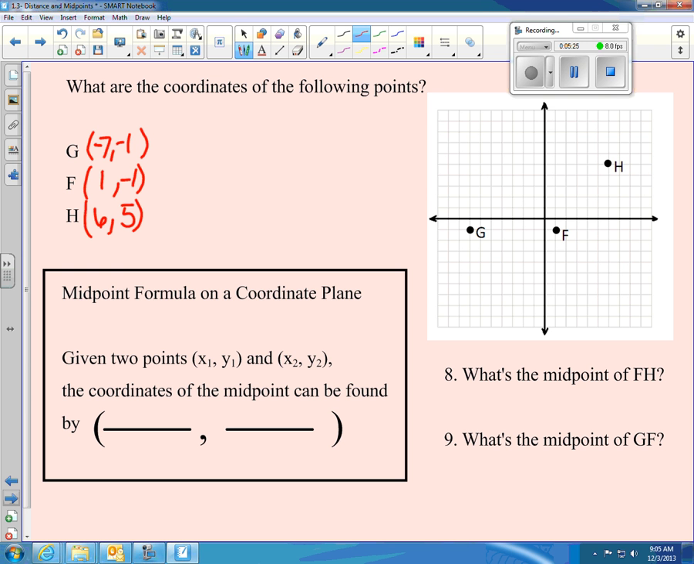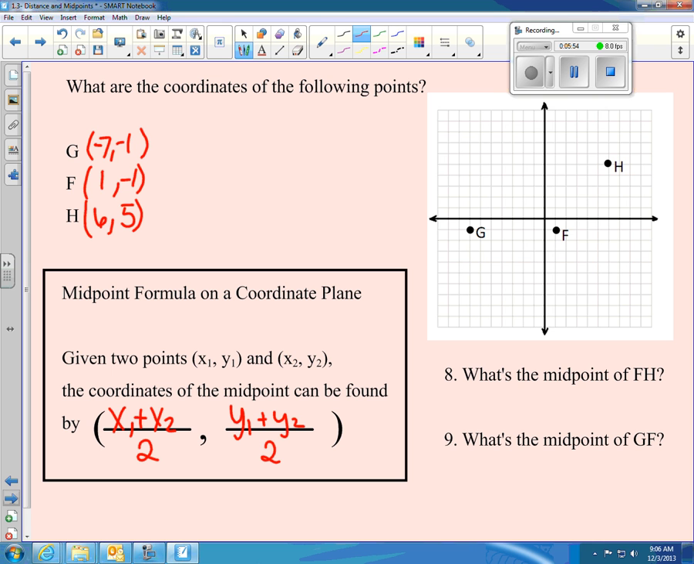The midpoint formula on a coordinate plane. So we're going to start with midpoint formula. Given 2 points, x1, y1, and x2, y2, the coordinates of the midpoint can be found. You guys already have this written down in there. x1 plus x2 divided by 2. Now notice that that is the exact same midpoint formula for when it's on a number line. Now we just need to find the second half by doing the y1 plus y2 divided by 2.